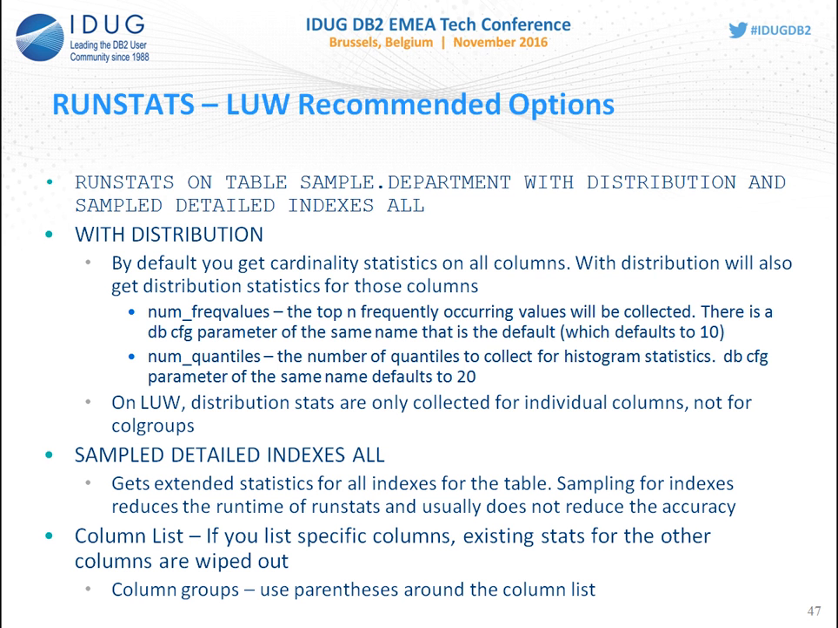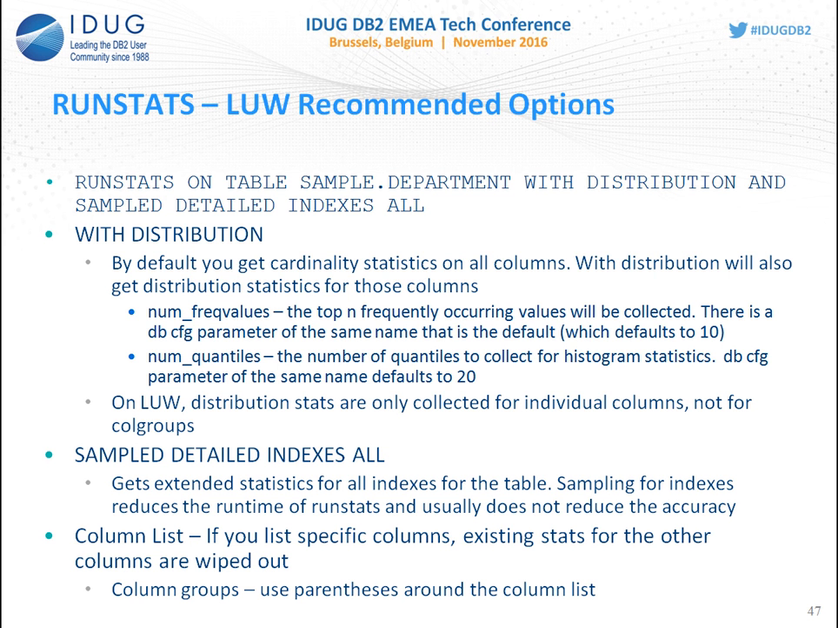LUW will do it in 12.5. So the recommended option on LUW is RUNSTATS on the table with distribution, which will gather it for all columns, and sampled detailed indexes all. Detailed indexes gives more information than just saying indexes, and sampled says it doesn't have to check everything for the detailed indexes. The sampling of the detailed indexes is not going to affect the accuracy, and in fact in 10.5 the sampled word there is actually the default.